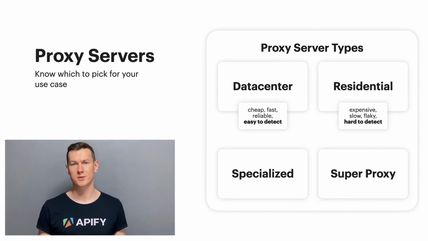The most basic proxy server is a data center proxy. They are cheap, fast, reliable, and the easiest to detect. The exact opposite are residential proxies. Leveraging real users' devices and a huge range of IP addresses, they are very hard to detect. On the other hand, residential proxies are very expensive, often slow and unreliable, because the user can lose internet connection or turn off their device at any time.